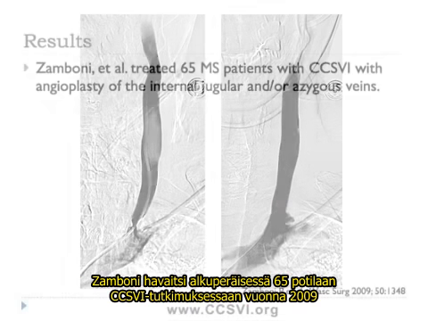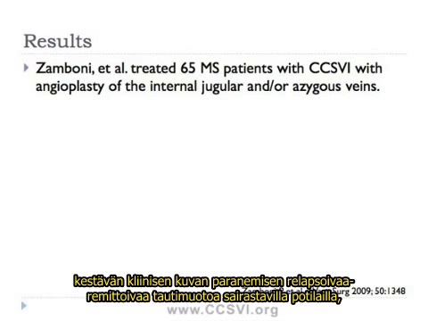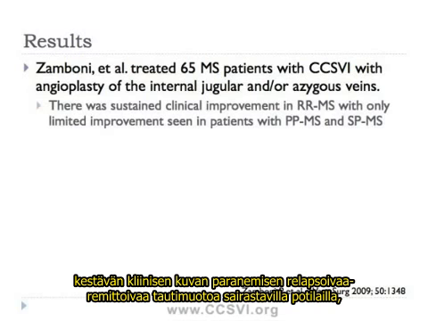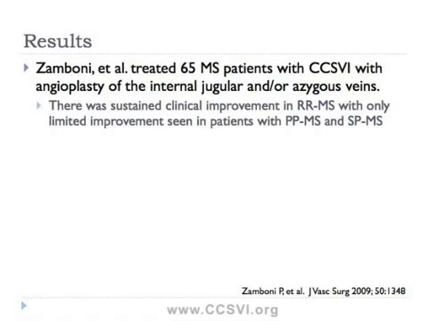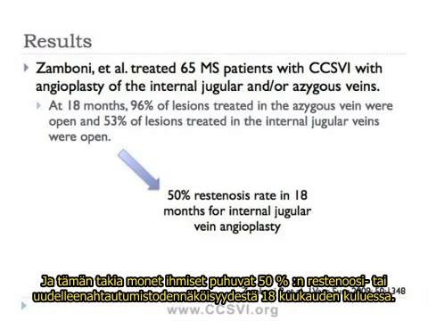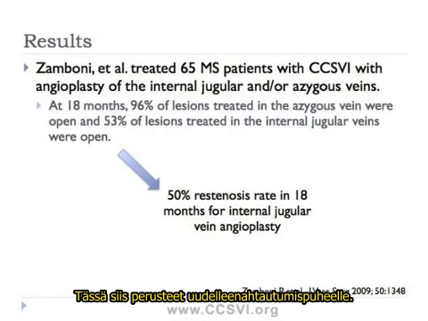You should know that a lot of what we're talking about here is really based on the original work of Zamboni in 2009, which treated 65 patients with CCSVI, and what he found was sustained clinical improvement in relapsing remitting patients but only limited improvement seen in progressive patients. And one of the important things that came out of his work is that at 18 months, only about 53% of the lesions treated in the internal jugular vein were open, and so that's why a lot of people talk about a 50% restenosis rate within 18 months, meaning that the vein may collapse, and that's the common terminology that a lot of people are using. But that's the basis for that word that's getting passed around.